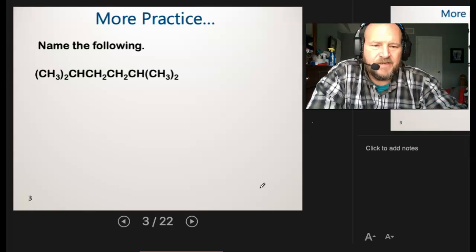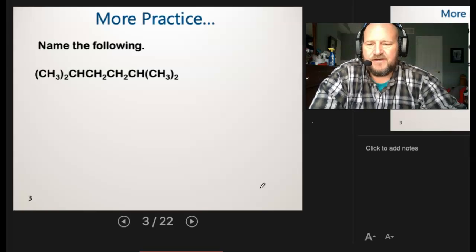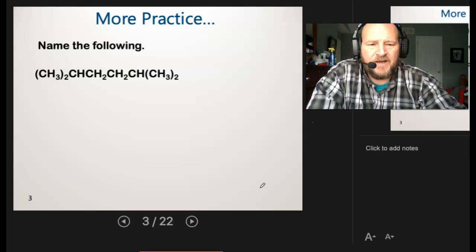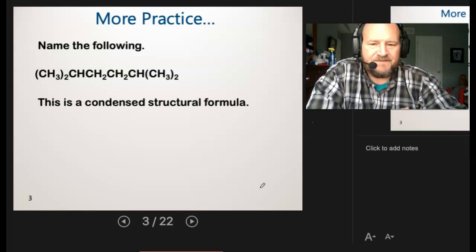All right, now I need you to be able to switch back and forth between condensed formulas and structural formulas. So when we look at naming problems, especially like on multiple choice questions or even like textbook quiz questions, you might be given a condensed structure. And so what you're going to need to be able to do is convert that, right? Trying to name the condensed structure can be a little bit confusing.